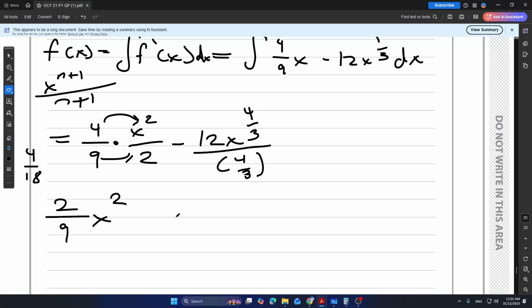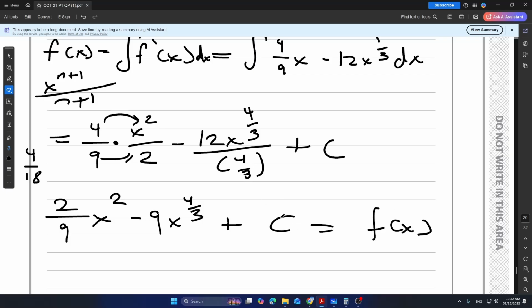Minus 12 divided by 4 over 3 is going to give us minus 9. So minus 12 divided by 4 over 3 is minus 9 x power 4 over 3. Make sure to put the plus c, plus c equal to f of x.